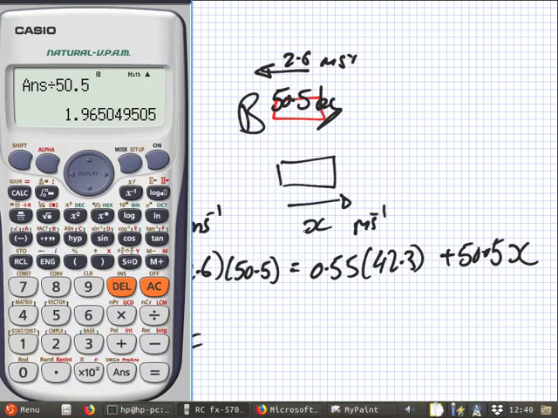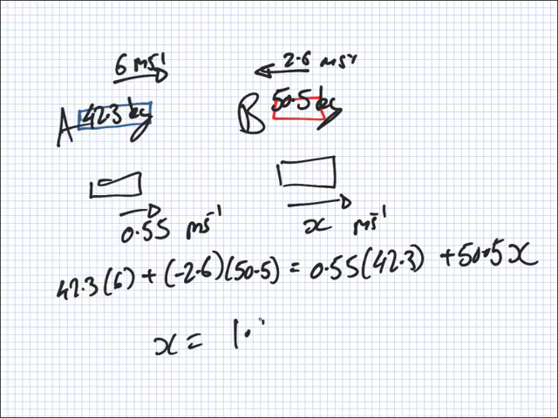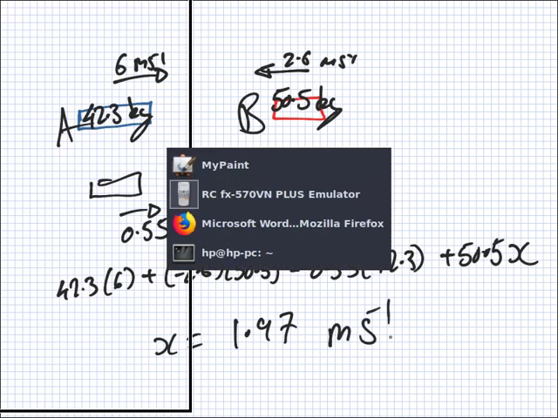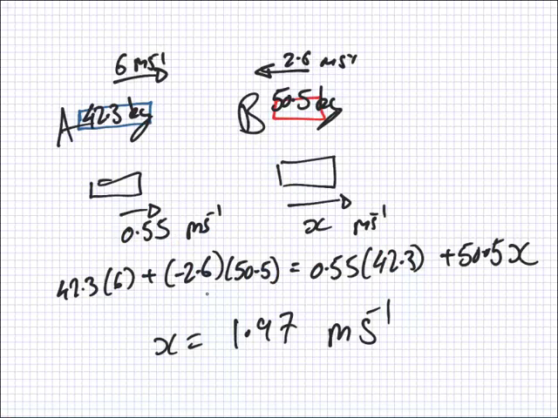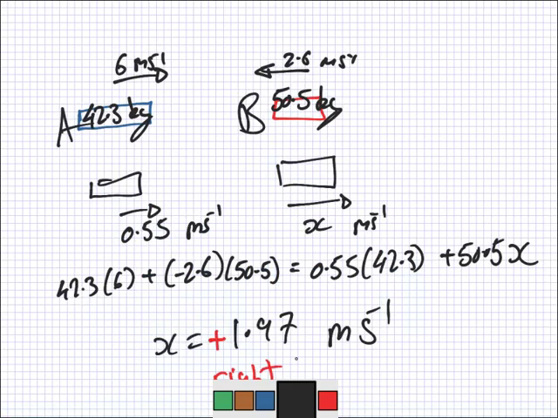Okay, I was way off with my 10. 1.97. So the child is going much slower than how I pictured this collision. I think I pictured it quite dramatically. 1.97 meters per second. Now the question said the speed, so they don't actually care about the direction, but it's positive, so it's to the right. But because they said speed, they don't care.